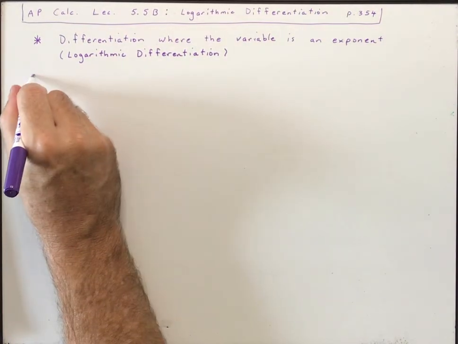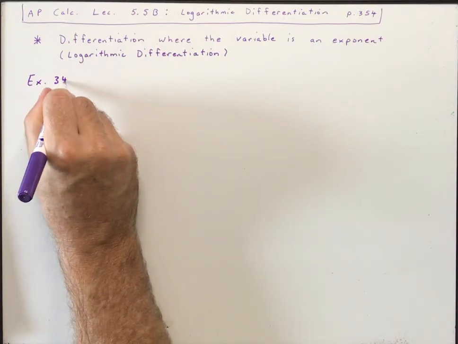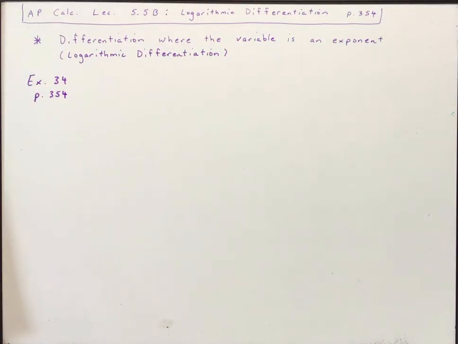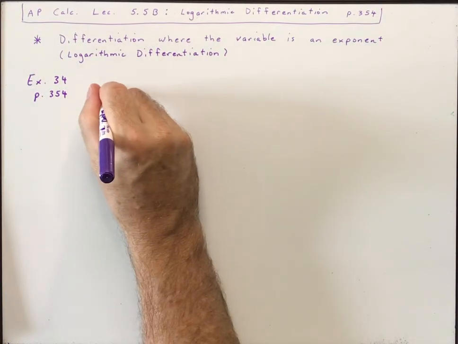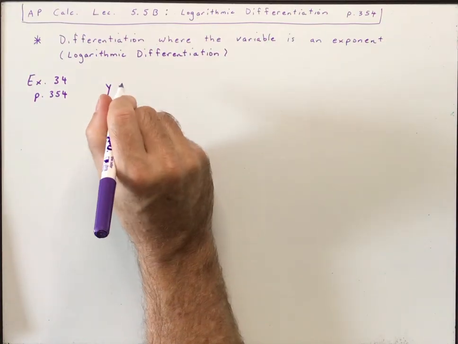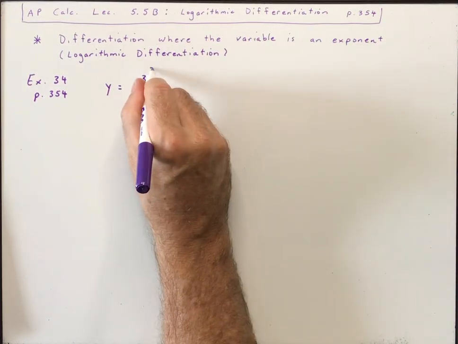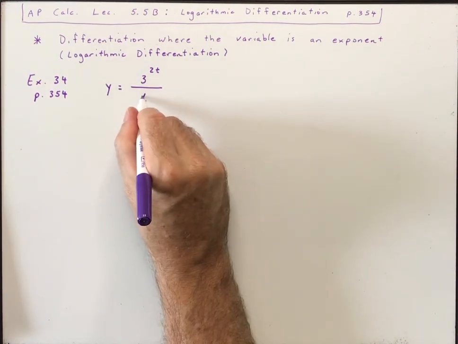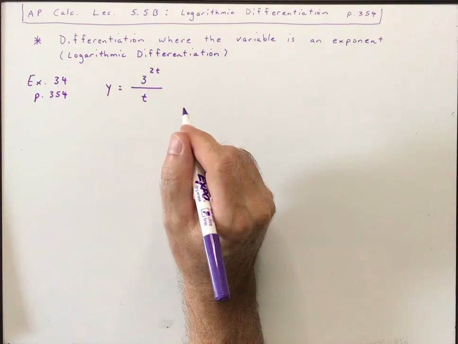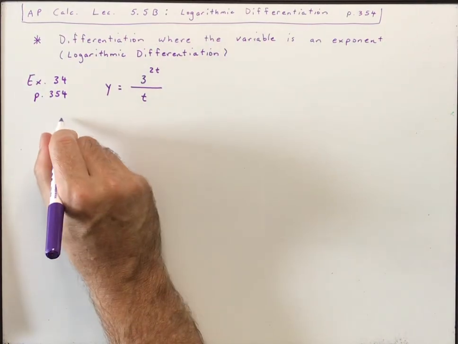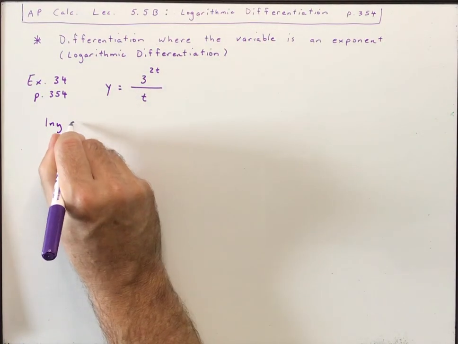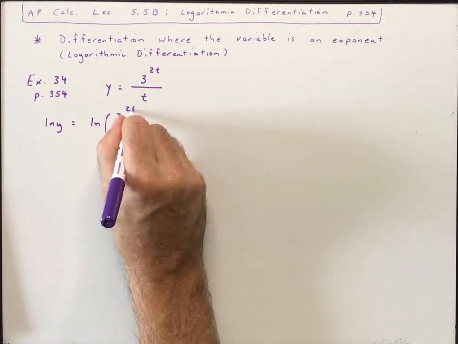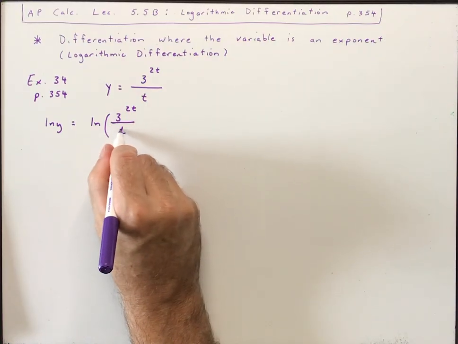We're going to do example 34 on page 354. So here we have y is equal to 3 to the 2t over t. Okay, so let's go ahead and take the natural log of both sides. So the natural log of y is equal to the natural log of 3 to the 2t over t.